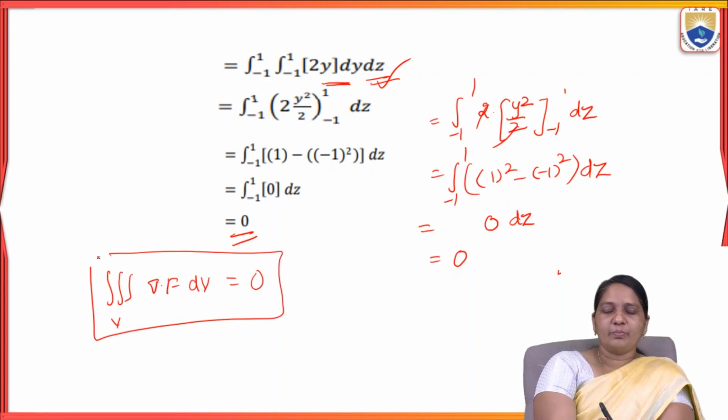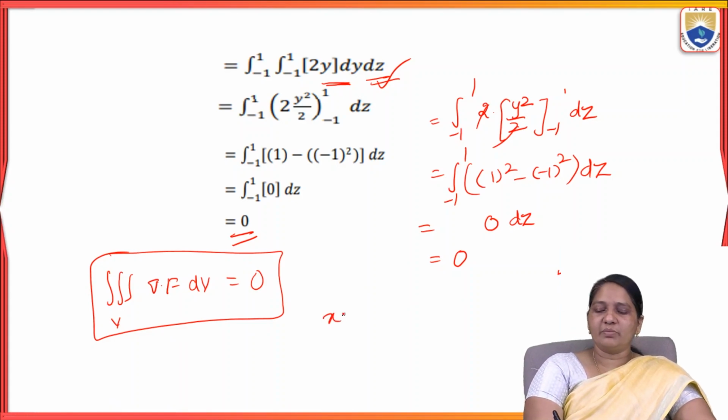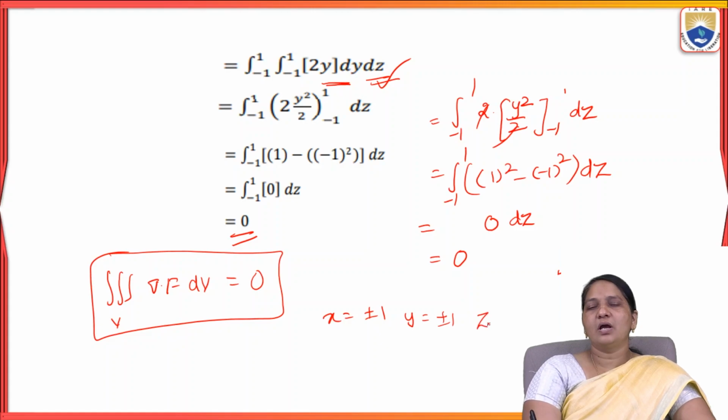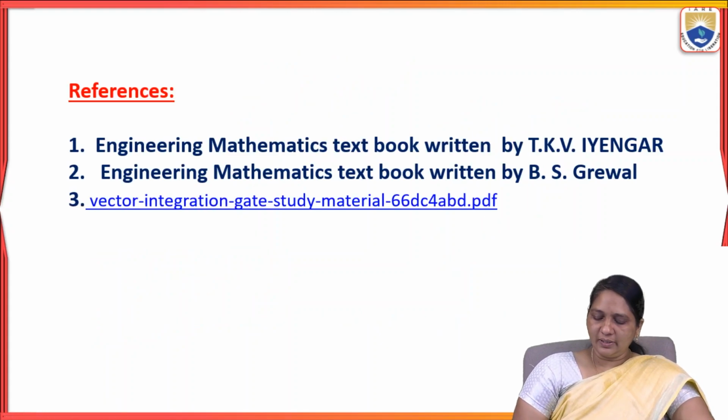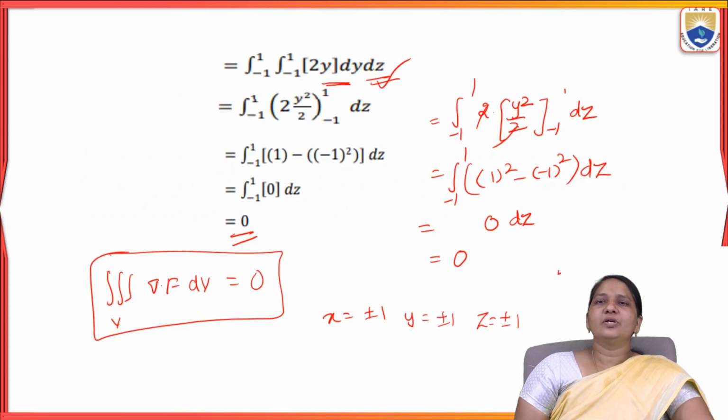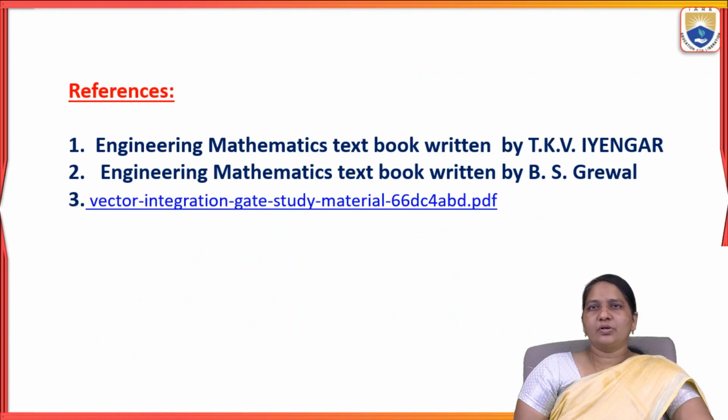So this is the volume integral over the cube when they have the limits x equal to plus or minus 1, y equal to plus or minus 1 and z equal to plus or minus 1. So this is the way to evaluate the volume integral. I hope you got information about what the volume integral is, what the application of the volume integral is, and how we can evaluate the volume integral by using the limits.